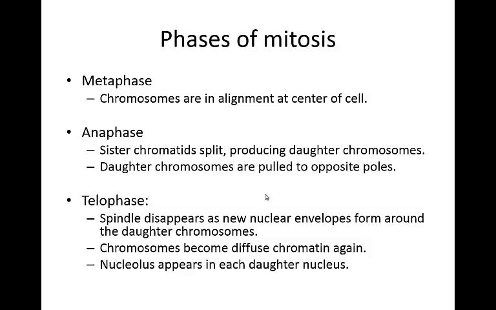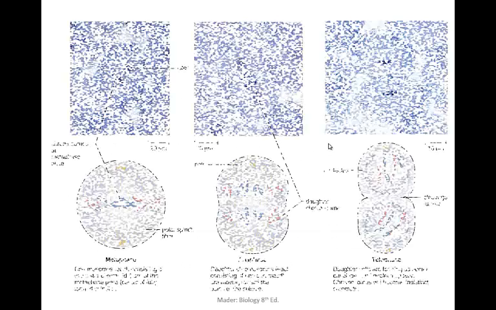The next phase is anaphase, and this is where the sister chromatids split, and you're going to get daughter chromosomes. These daughter chromosomes are going to be pulled to the opposite sides of the cell. You may start to see cytokinesis, or division of the cytoplasm, beginning during this phase or during telophase. So telophase is almost like the opposite of prophase. The spindle's going to disappear, the new nuclear envelope returns, those distinct chromosomes go back to diffuse chromatin again, the nucleolus reappears, and you're going back to normal here.